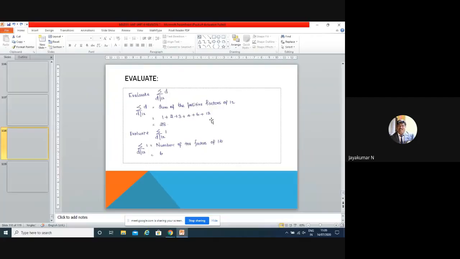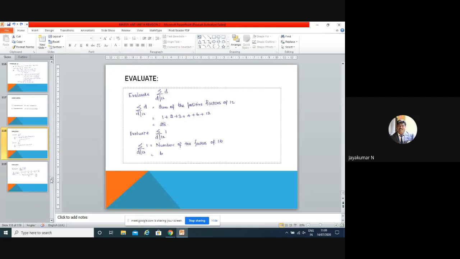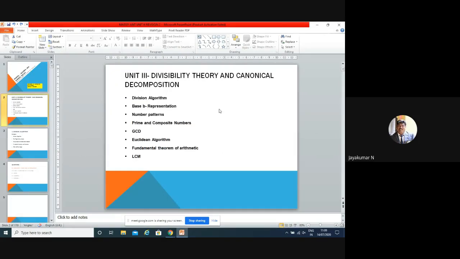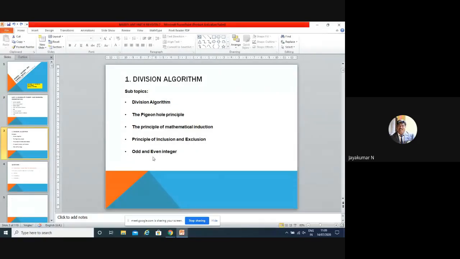Okay, I will show you the first slide. So this is the Unit 3 syllabus. First section is division algorithm. From that section, there are 5 subtopics. The division algorithm we already saw. The theorem is an important 8 mark problem. The Pigeonhole Principle is a 2 mark problem. The mathematical induction is sometimes an 8 mark problem, sometimes a 4 mark problem. Principle of inclusion and exclusion is also sometimes 4 marks, sometimes 8 marks. The odd and even integer is a 2 mark problem.